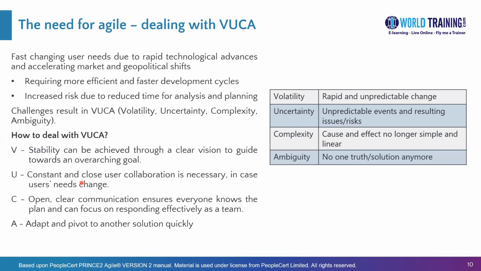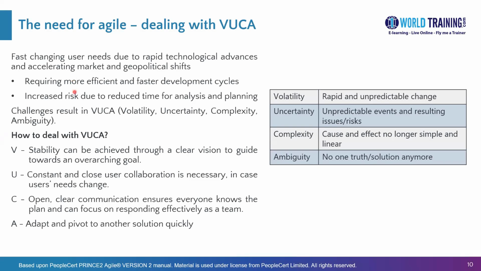Uncertainty is about unpredictable events and resulting issues and risks. Complexity is where the cause and effect is no longer simple and linear, and ambiguity is about no one truth or solution anymore. And this is happening because of rapid technology advances and the market shifts, geopolitical shifts, and so on.